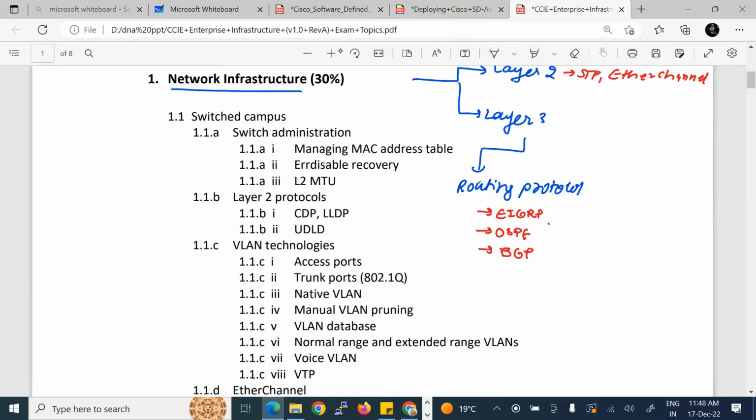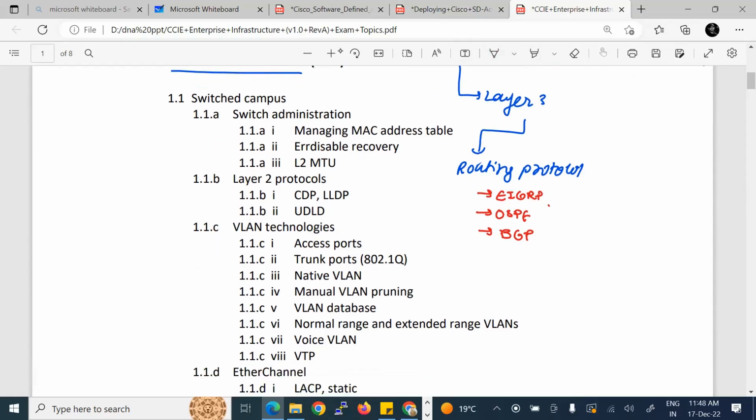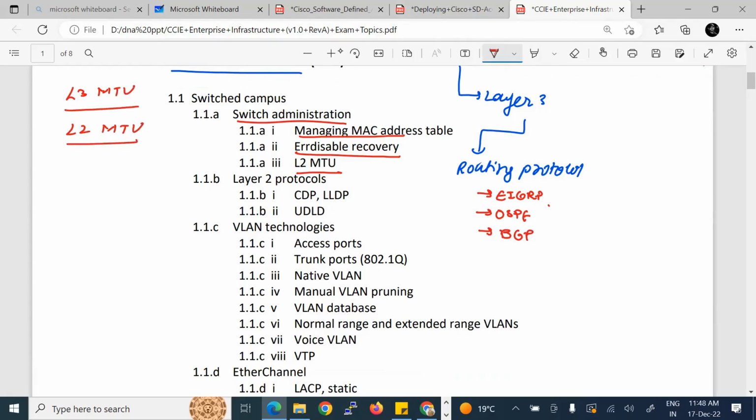Now you can see 1.1 is talking about switched campus. What is the MAC address table? What is errdisable recovery? What is layer 2 MTU? Basically we have 2 types of MTU: layer 3 MTU and layer 2 MTU. MTU stands for maximum transmission unit.